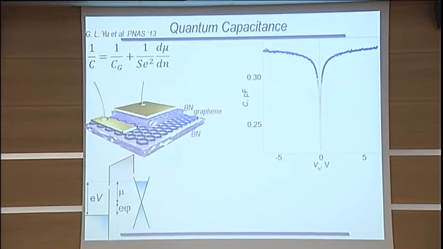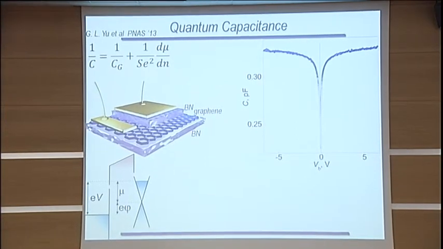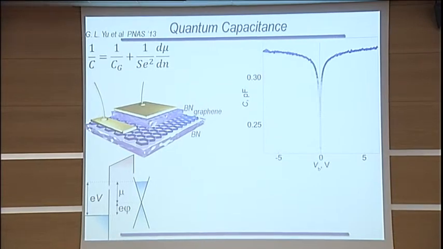It's well known that the total capacitance which you measure in such samples is given by the sequential geometrical capacitance and the quantum capacitance, and it's very easy to understand the origin of it. That's the simplified band diagram of a metal connected capacitively to our graphene through a boron nitride barrier.